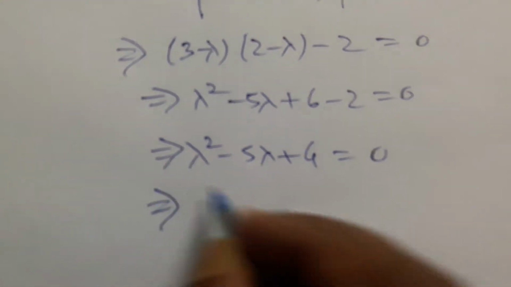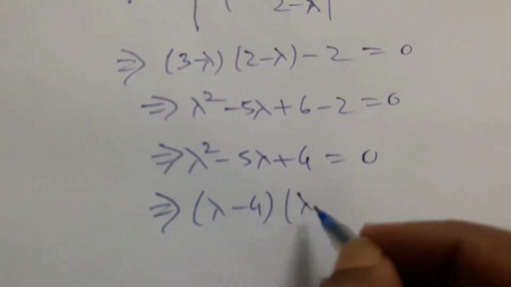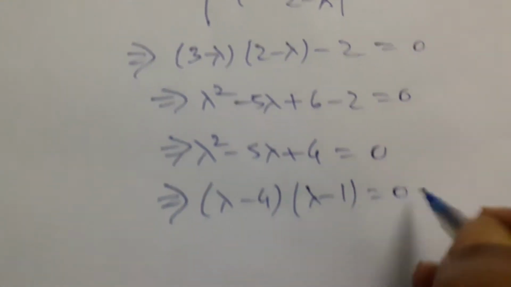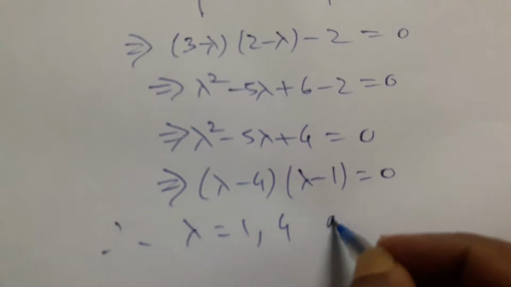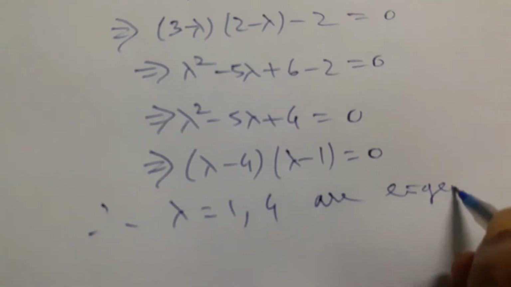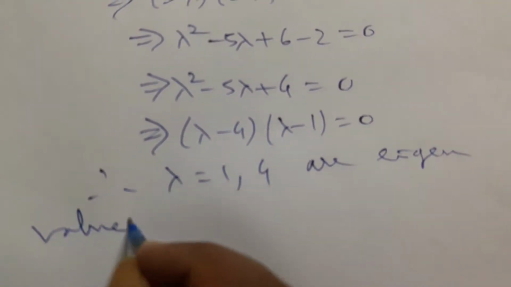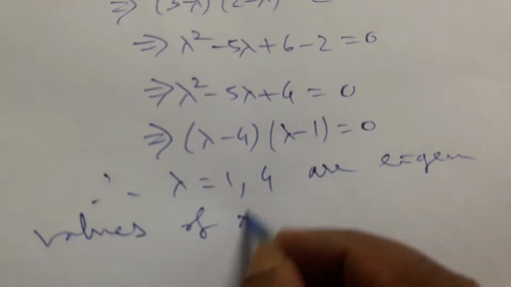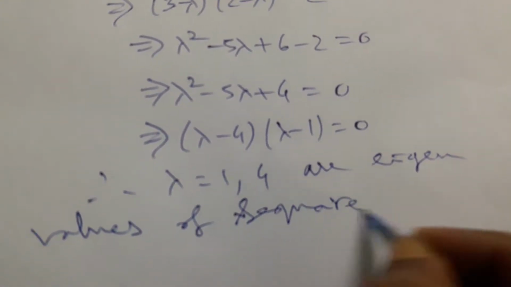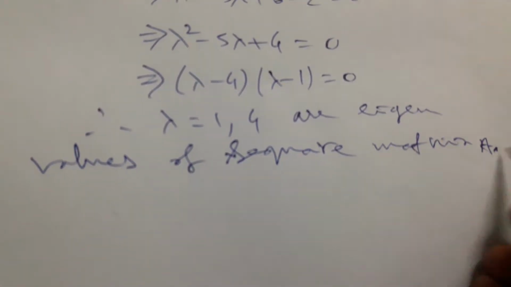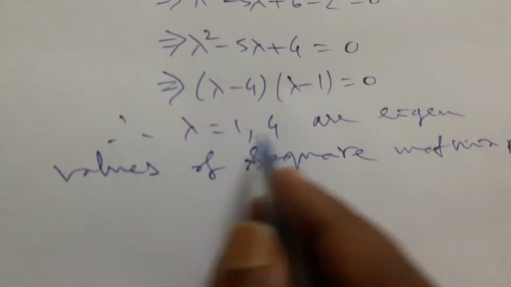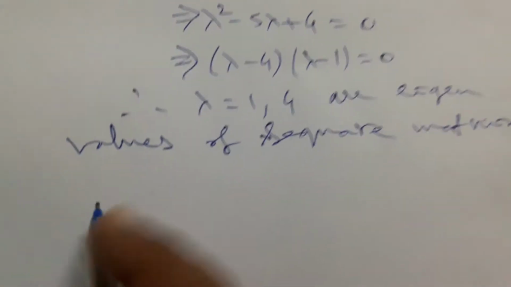Breaking the middle term, this factorizes as (lambda minus 4)(lambda minus 1). Therefore lambda equals 1 and 4 are the eigenvalues or characteristic values of the square matrix A. Now we are discussing how to find the eigenvectors.